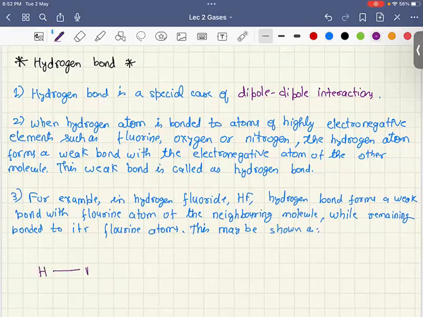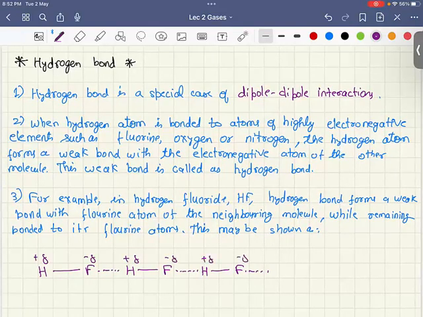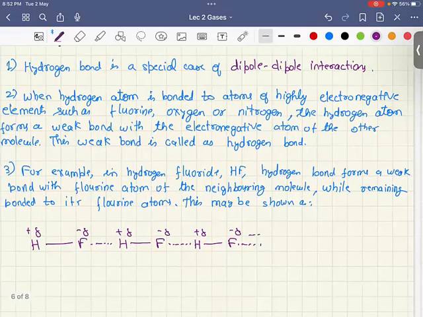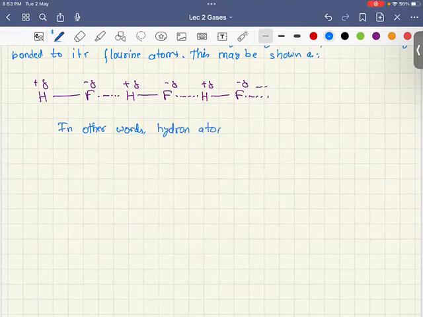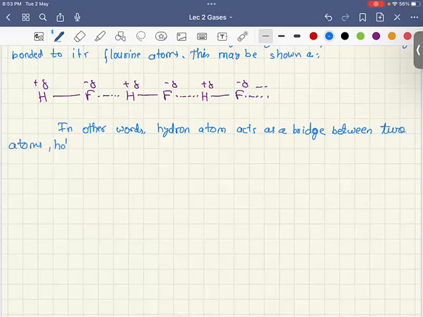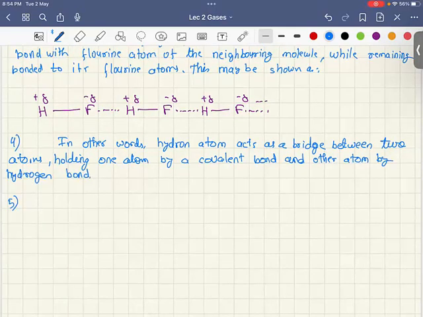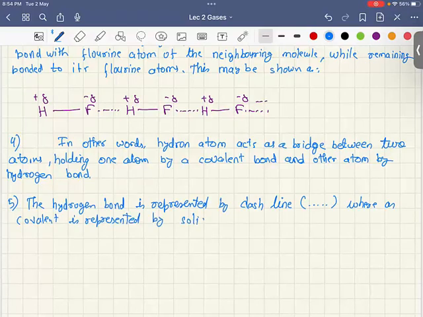Hydrogen is bonded to fluorine, which is bonded to another hydrogen by a hydrogen bond. Hydrogen is again bonded to fluorine, again a hydrogen bond, fluorine. This goes on continuously. So this is delta positive, delta negative, delta positive, delta negative, and so on and so forth. Right? So in other words, the hydrogen atom acts as a bridge between two atoms, holding one atom by a covalent bond and the other atom by a hydrogen bond. The hydrogen bond is represented by a dashed line, whereas a covalent bond is represented by a solid line.